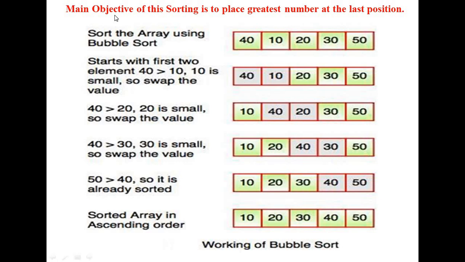The main objective of this sorting is to place the greatest number at the last position. Now, how many numbers are there? 40, 10, 20, 30 and 50. So we have to place the greatest number at the last position. For these elements, 50 is the highest number, so it will stay at the last position only.